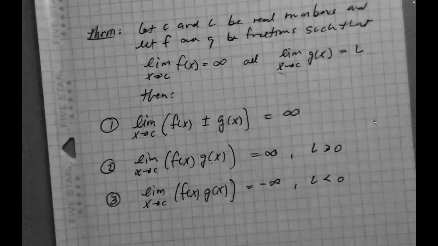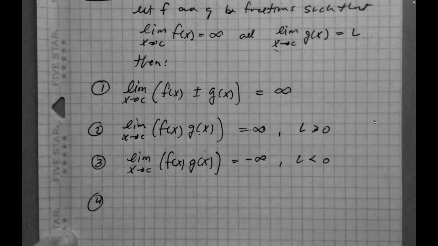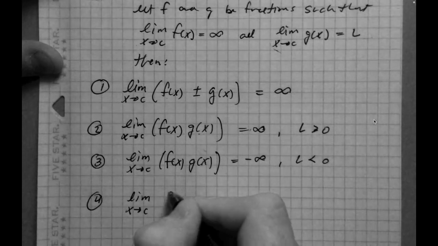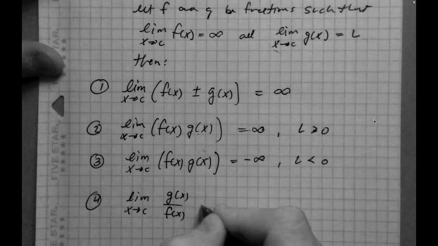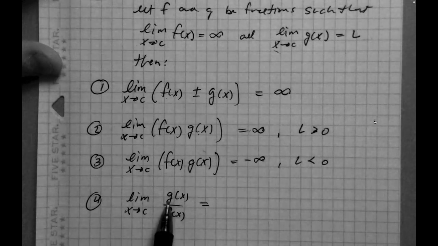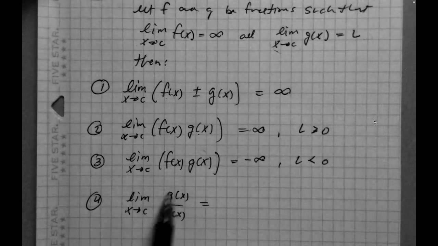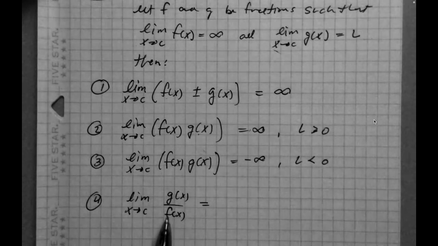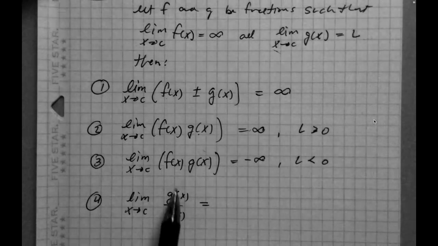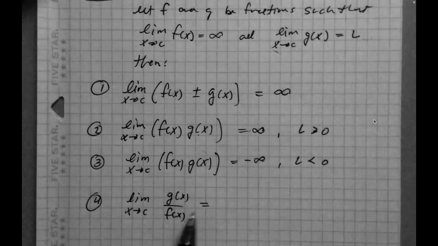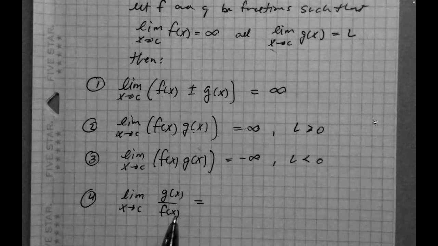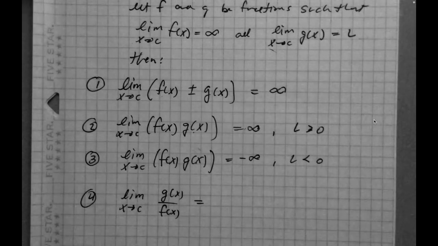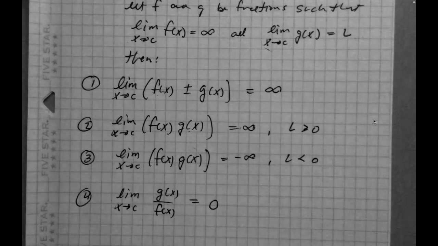And then the final thing here, the limit as x approaches c of g of x over f of x. What happens there? This g is approaching a finite real number. The limit of f is positive infinity. So if I take a finite real number and I divide it by something infinite, what happens? Well, you get a vanishingly small number. So technically this will go to 0.